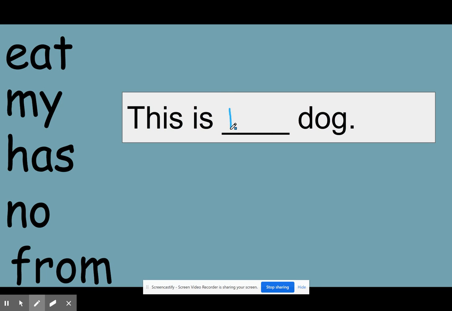And so my brain is telling me that the word my makes sense. So on your board, you're just writing the word my. You're not trying to write the whole sentence. You're just putting the missing word on your board. Okay, so you should have the word my. This is my dog. Okay, so when we go to the next one, you're going to see a sentence missing a word, and you're going to try and figure out which word is missing.